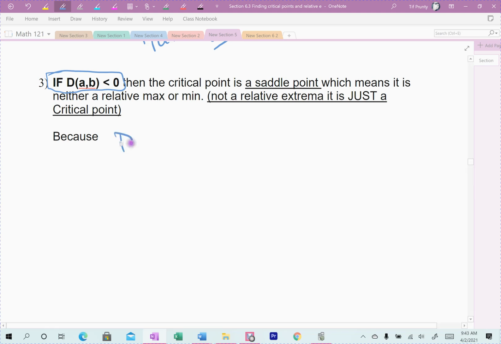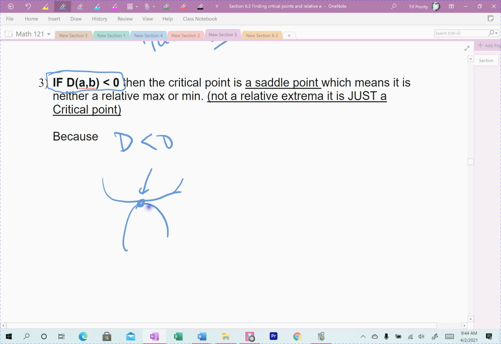The reason why, when the D comes out negative, is that I've got conflicting concavities. So in one direction it's concave up, the other direction it's concave down. And again, it's a little hard to see on a two-dimensional plane. If you look at the MyLab video, they show a better picture of it. But what happens there is it's not a peak or a valley, right? It's not a peak, which would give me a maximum. It's not a valley, which would give me a minimum.